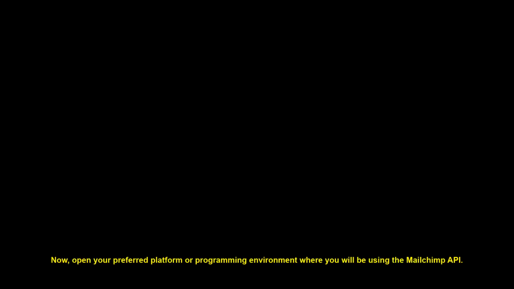Now, open your preferred platform or programming environment where you will be using the Mailchimp API. Install any necessary libraries for making API requests, such as curl or a language-specific library like requests in Python. Next, familiarize yourself with the Mailchimp API documentation. Identify the specific endpoints that you will need for your workflow.